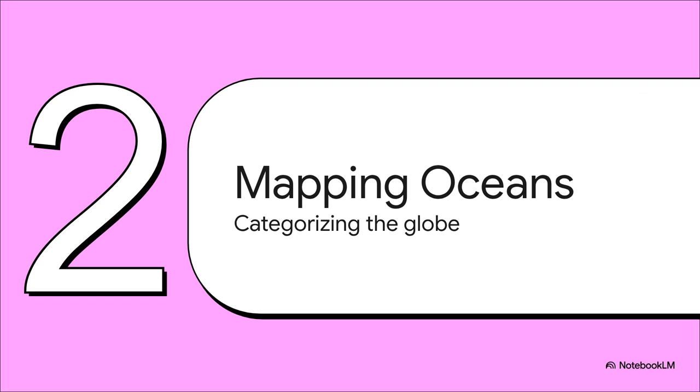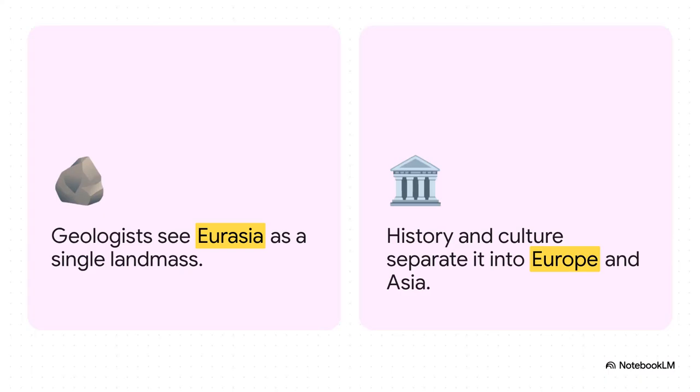Section 2. Mapping oceans and continents. Categorizing the globe. So this brings up an interesting question. What exactly defines a continent? Well, it isn't purely scientific. Take the Eurasian Divide, for example. If you ask geologists, they look at the tectonic plates and physical rock, and they see Europe and Asia as one single massive landmass, Eurasia. But historians and cultural experts separate them into two entirely distinct continents. So our maps are shaped just as much by human cultural evolution as they are by physical geography.